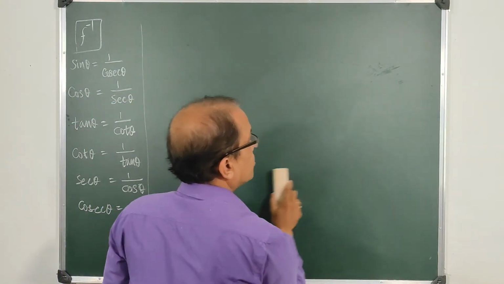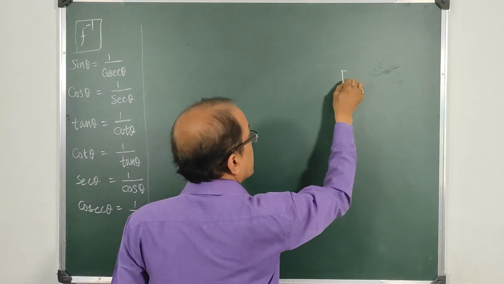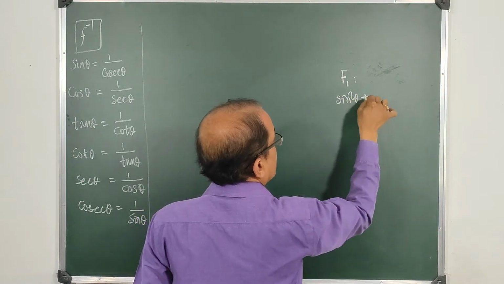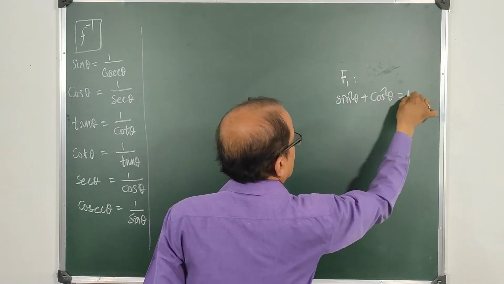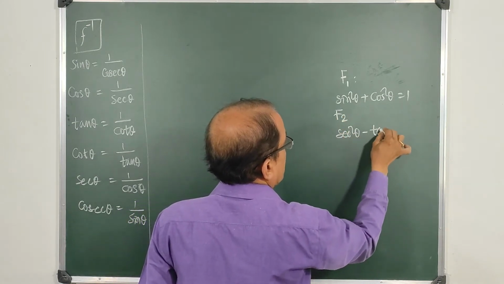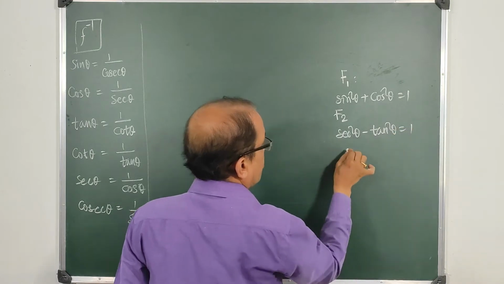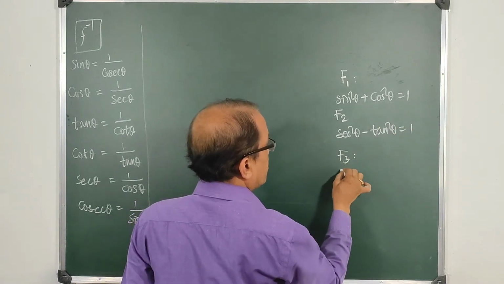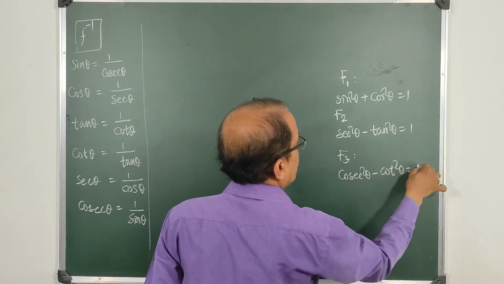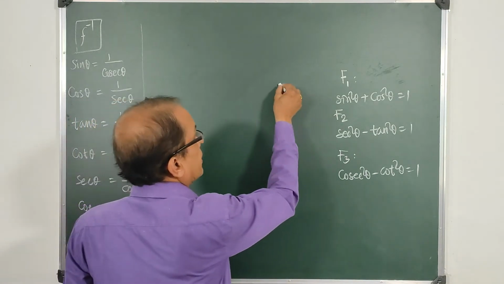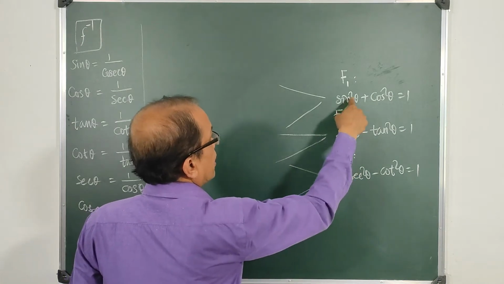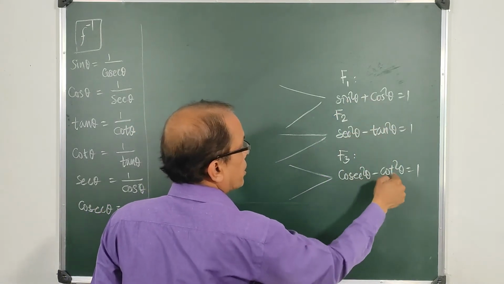In the previous class we had talked of 3 fundamental formulae: F1, sin square theta plus cos square theta is equal to 1. Formula 2 was sec square theta minus tan square theta is equal to 1. And formula 3 talked about cosec square theta minus cot square theta is equal to 1. So what are the extracts from these formulae? Can we find relations for sin and cos, sec and tan, cosec and cot?